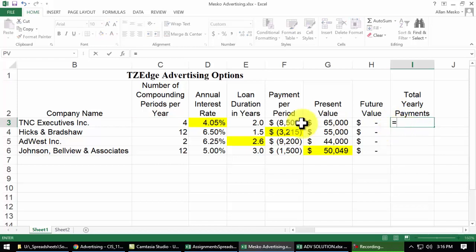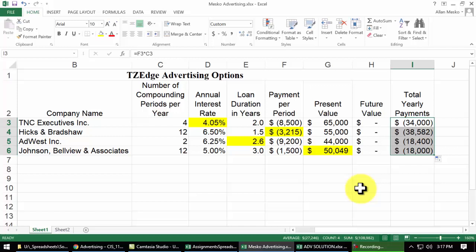So we're going to say take this payment per period, multiply it times the number of periods per year. We could leave it positive or we could make it negative, just depending on how we want it to look. And let's copy that down. Notice it is negative because this is negative, but if we wanted that to be positive, we could just stick a minus sign in front of this and it would make it positive. But I'll leave it negative, and we'll copy that formula down by double-clicking the fill box. And this says here's how much we're paying out every year.